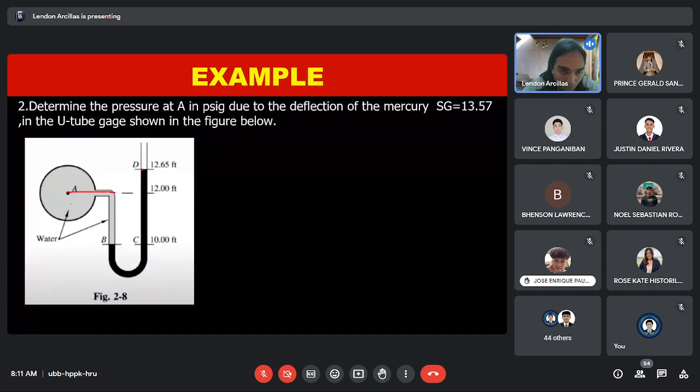So, for now, this is water. This is PA. This is PD. To measure the pressure here, mas malaki yung pressure sa A. So, therefore, that is PA minus PD equal to the specific weight of the substance times height. Okay, so first is, meron ba tayong atmospheric pressure? May binigay ba? Wala po. So therefore, yung PD natin is 0. From PD to PA, dalawa yung liquid. Okay, that is mercury and water.